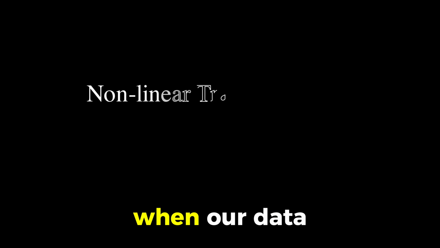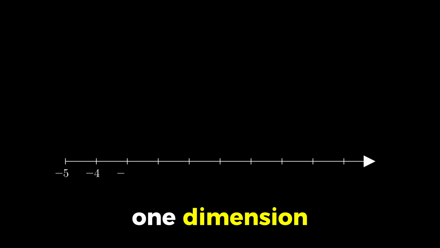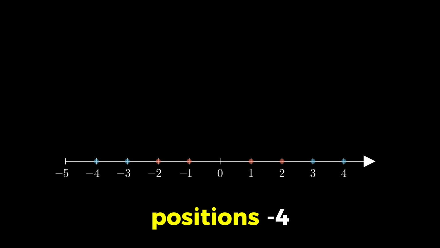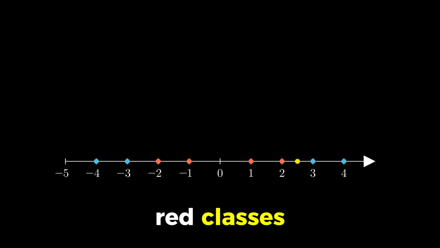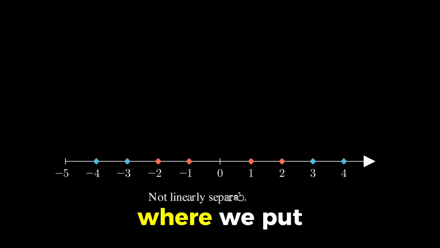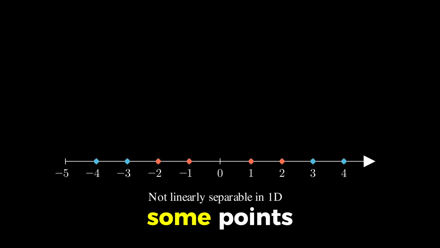But what happens when our data isn't linearly separable? Let's take a simple example in one dimension. Here we have blue points at positions -4, -2, 2, and 4, and red points at -3, -1, 1, and 3. And as you can see, there is no single point that can separate the blue and red classes. No matter where we put our decision boundary, we'll always misclassify some points.